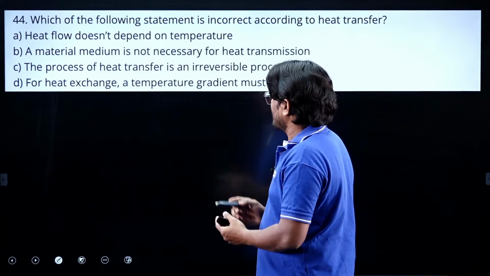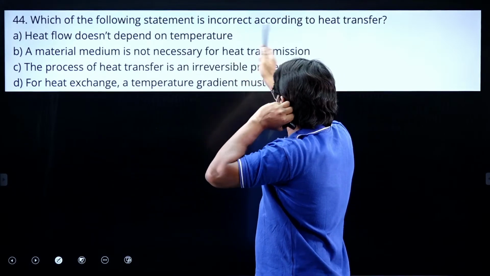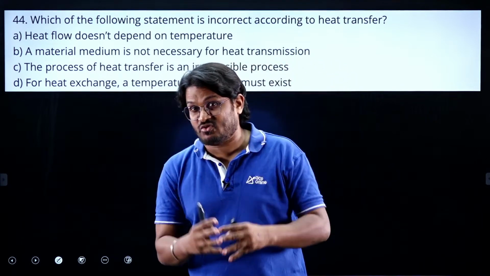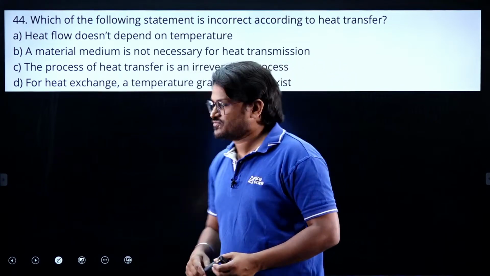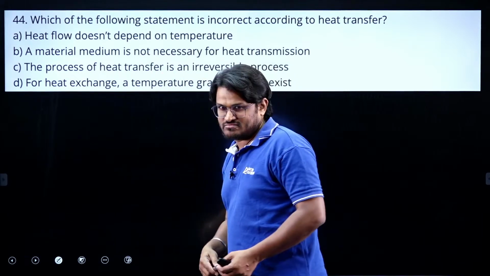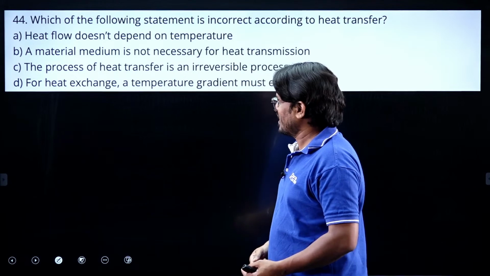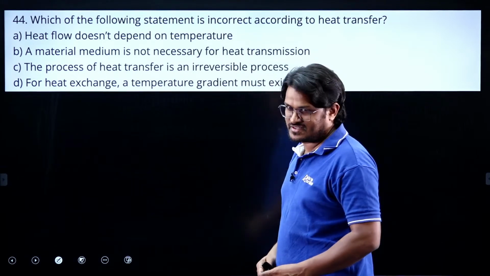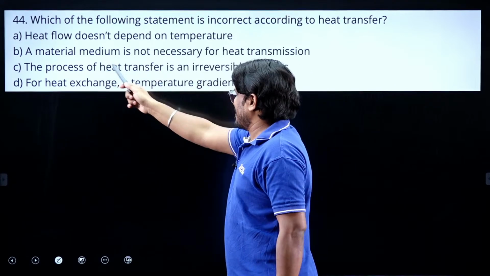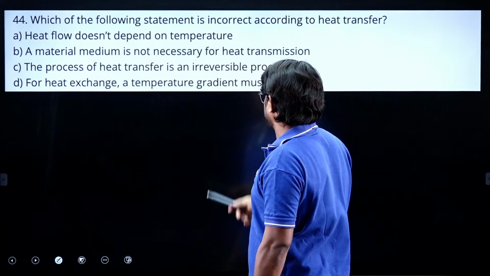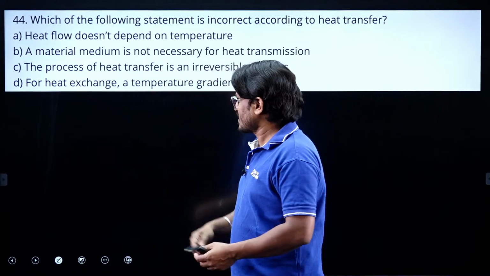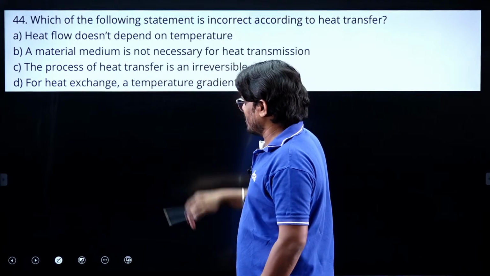Next, which of the following statements is incorrect according to heat transfer? Most of the statements they will give correct, one they will give incorrect. Heat flow doesn't depend on temperature. Read, heat flow doesn't depend on temperature. He said like that. Okay, so let's go for B. A material medium is not necessary for the heat transmission. Yes, radiation is without medium. So material medium is not necessary, correct only.